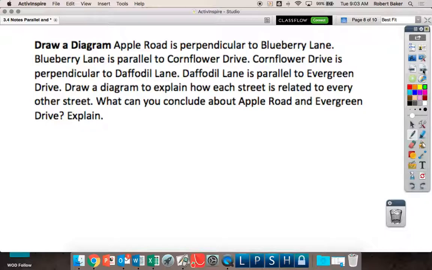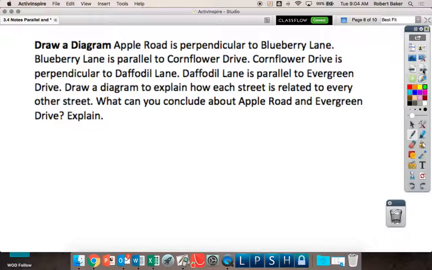That Apple Road would be the one like this, and then since Blueberry Lane is connected to it, and other ones are connected to it, okay. So he said Apple and Evergreen are parallel. Or he could say Apple and Evergreen are perpendicular. Those are the only two answers you can give. They are parallel or they are perpendicular. You must draw it to figure it out.